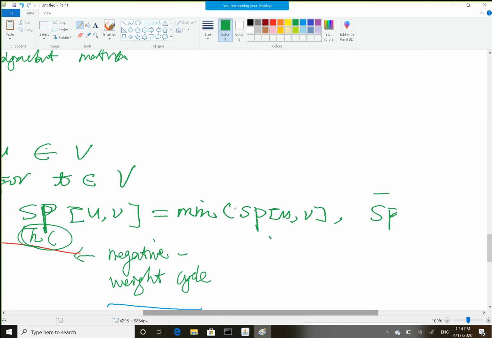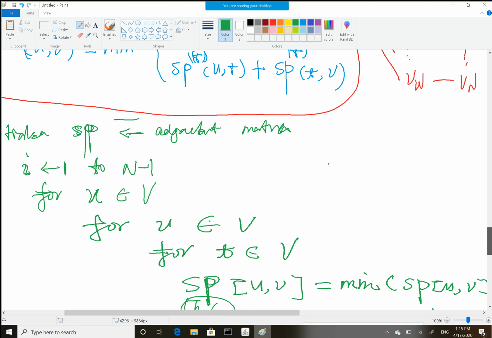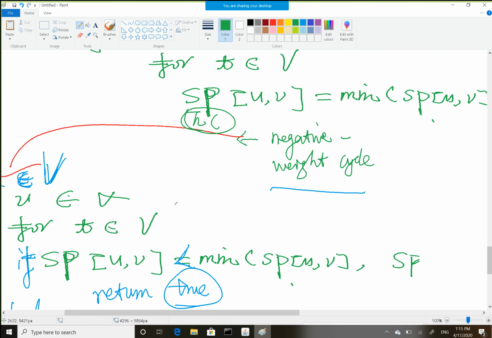Okay, this one is released. Let me write it down. So this is SP[u to t] plus SP[t to v]. Okay, this is the plus sign. So this is for the shortest path. Okay, I think I finished the run. Okay, good.